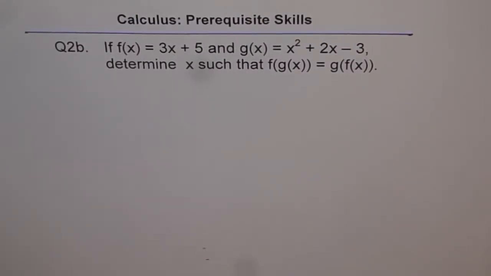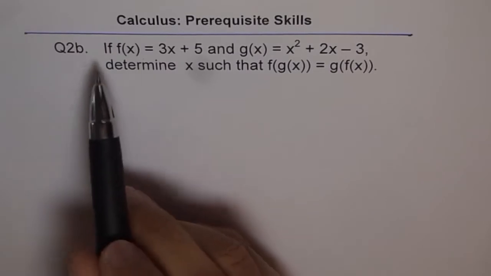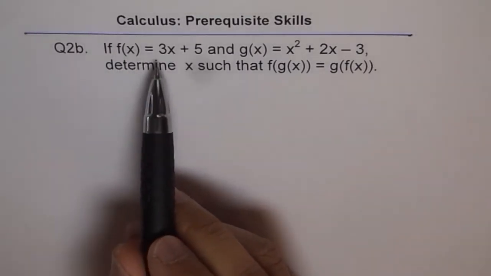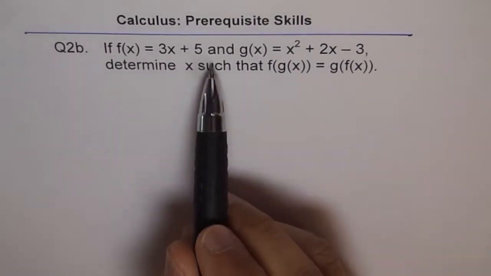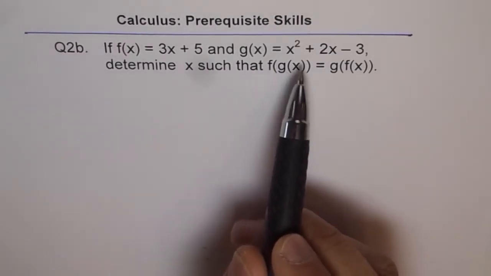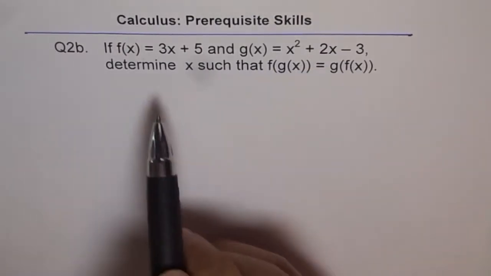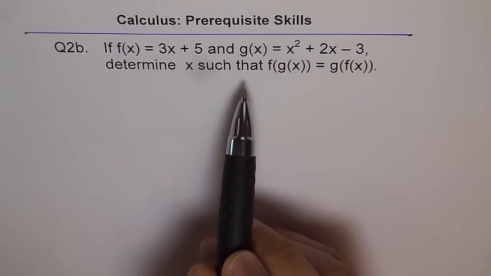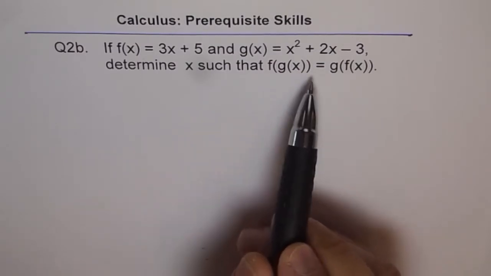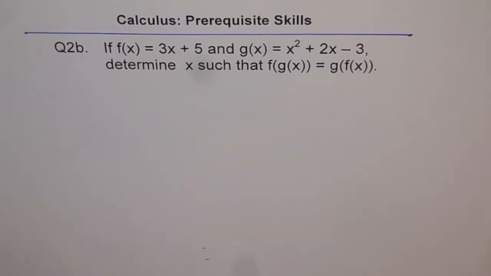Calculus, prerequisite skills, and we are discussing function of function. Here is another question which has a solution, right? The previous one which we did had no solution. Question number 2b is if f of x equals 3x plus 5 and g of x equals x squared plus 2x minus 3, determine x such that f of g of x equals g of f of x.